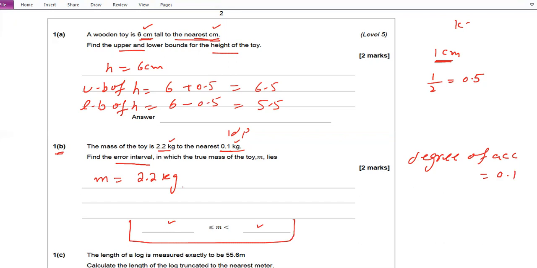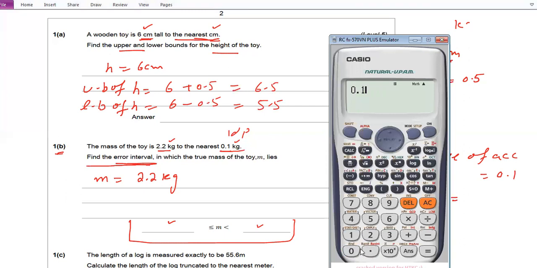So don't you worry. Now, the degree of accuracy is 0.1. Because I have to find the error interval, and I told you error interval means you need to find upper bound, you need to find lower bound. Okay. So what I need to do for the upper bound? I have to halve the degree of accuracy. 0.1 divided by 2. It will be 0.05.